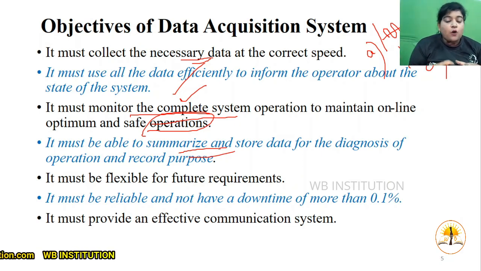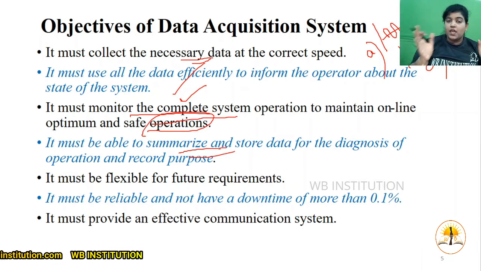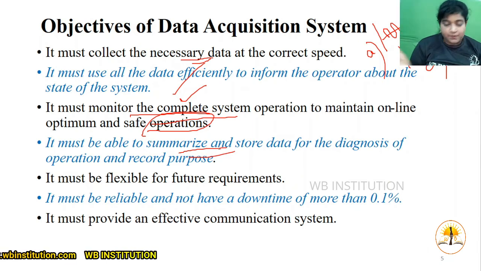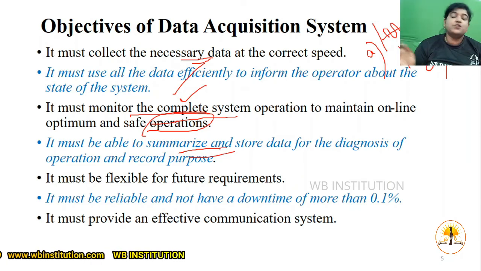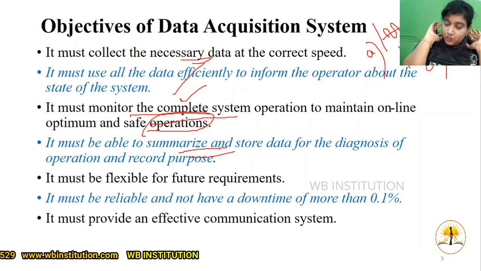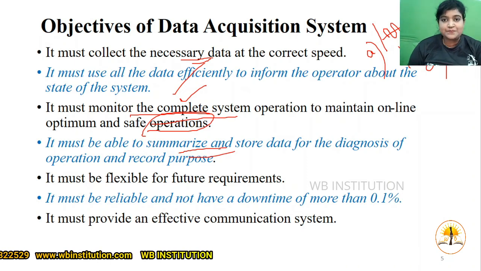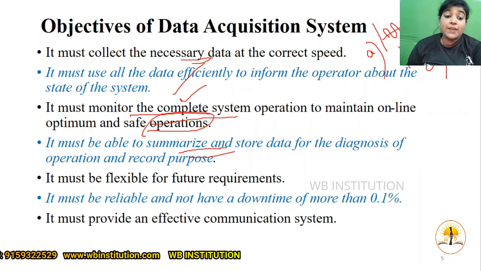It means the downtime should not be more than 0.1%. Even though it's working for a longer time, it is used for a longer time, the error signal should not show an error signal. The output should be accurate. Clear? And your final point is that it should be an effective communication system.